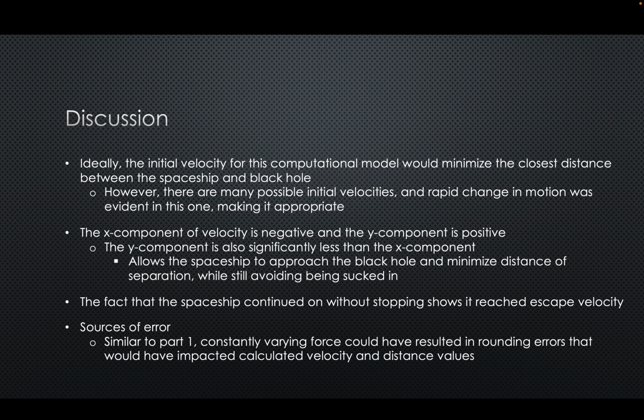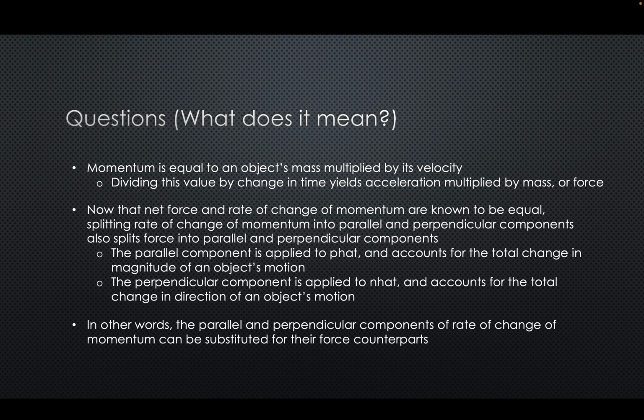So ideally, this would have minimized the distance between the two, but obviously since I was plugging in numbers, this is not achieved. The x component velocity was negative because it was moving to the left, and the y component was positive because it was going slightly above it. And the fact that the spaceship continued without stopping showed that it achieves escape velocity. In this case, sources of error, again, are rounding errors.